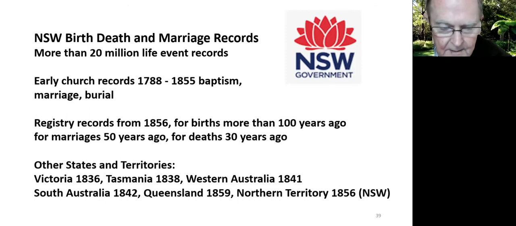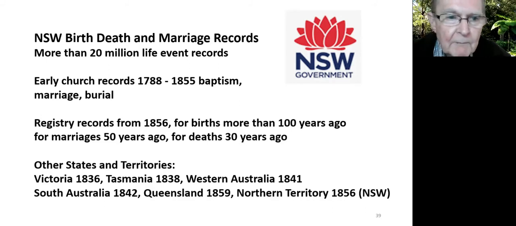Now, in each state and territory, the registries work on a slightly different basis. Some of them, like New South Wales, you're free to search the index of any of these records. In some other states, you have to pay for a view. In some states, you can find the record you want, pay immediately and have that record delivered to your inbox by email.